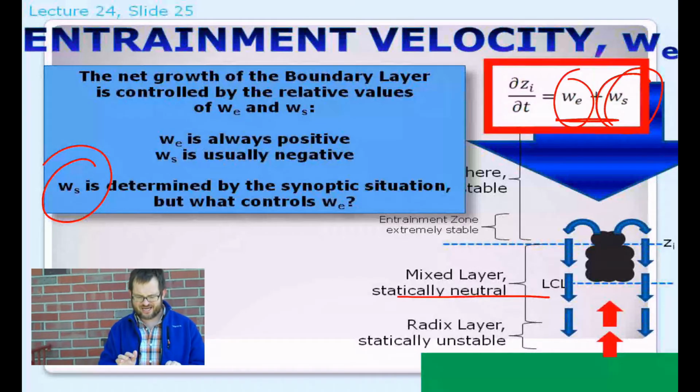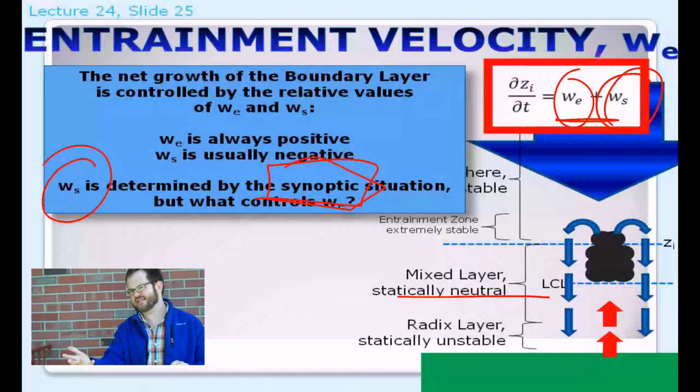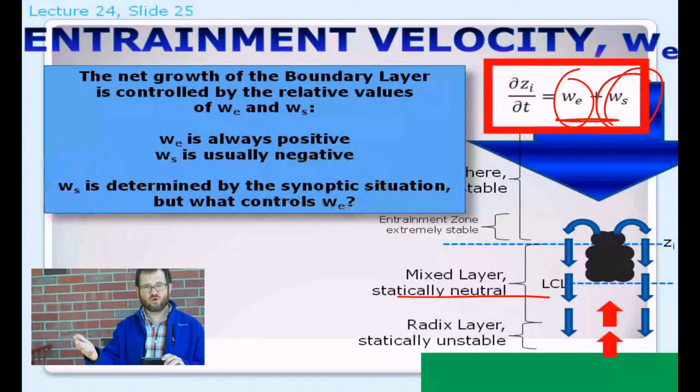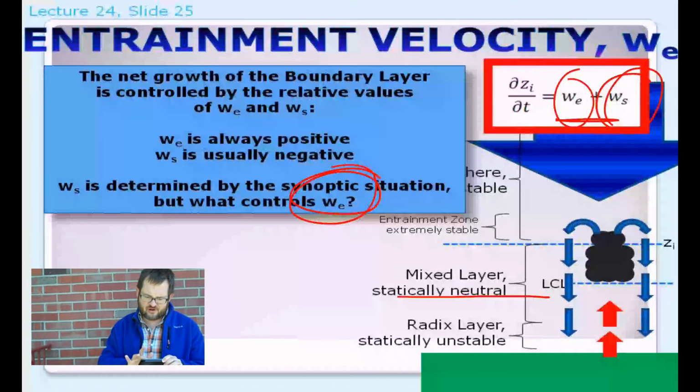Well, WS is actually not a topic we can address in this class. That's a synoptic meteorology thing. We would have to have the knowledge that we gain in a class like synoptics to understand what the speed of the sinking motion is that is gradually forcing Zi down. Well, what are the factors that are making WE increase?